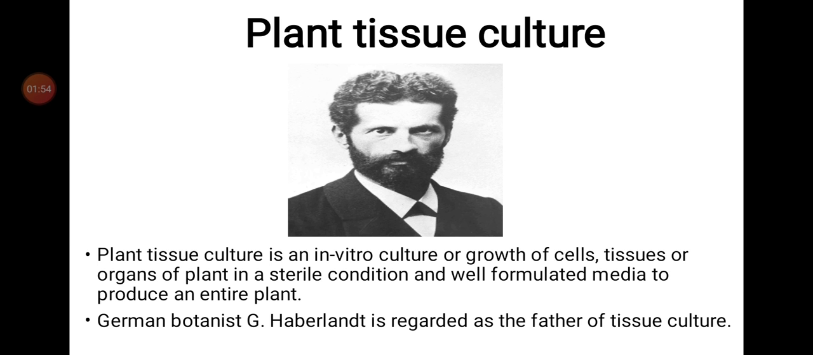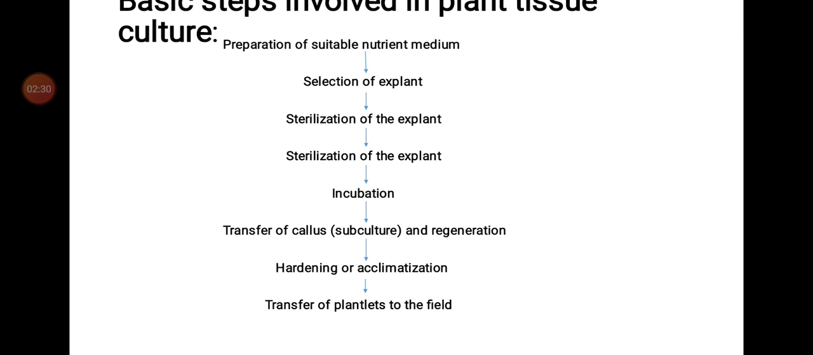Now, history of plant tissue culture. German botanist G. Haberlandt is regarded as the father of plant tissue culture. In 1902, he was regarded as the father of plant tissue culture. He did his work from 1845 to 1945.